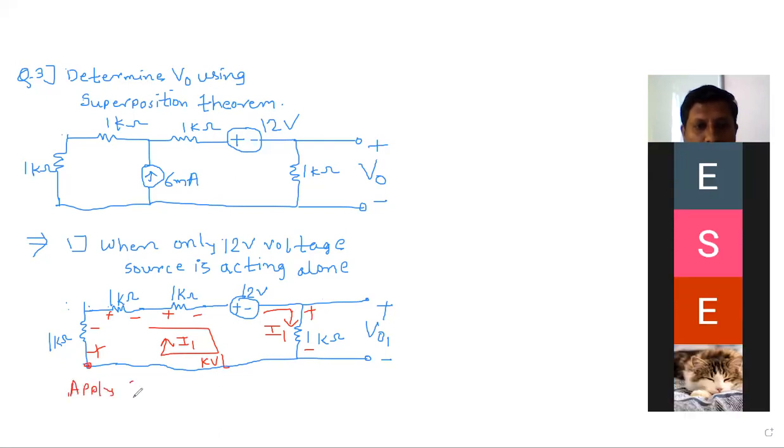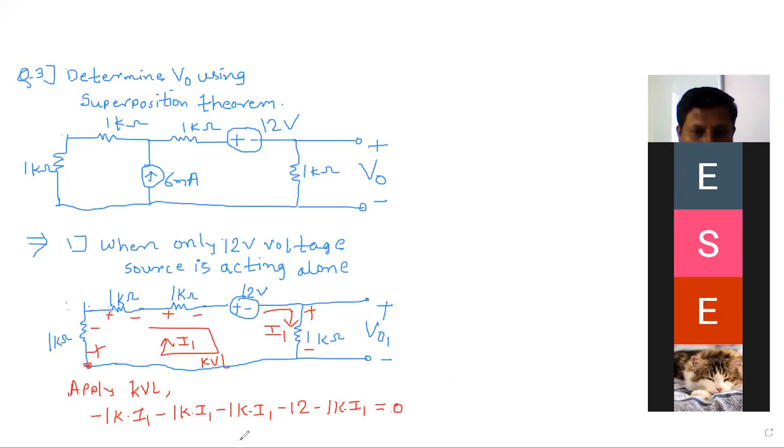Apply KVL in the loop 1. So we can start from this point, left hand side bottom point, minus 1K into I1. Next again minus 1K into I1. Next minus 1K into I1. Next plus to minus is there, that's why minus 12. Next minus 1K into I1 is equal to 0. 4 times 1K will come. How many times will it come? 4 times.